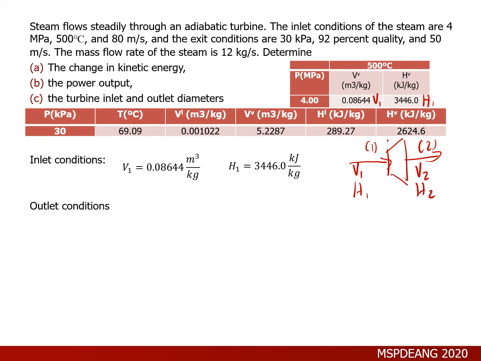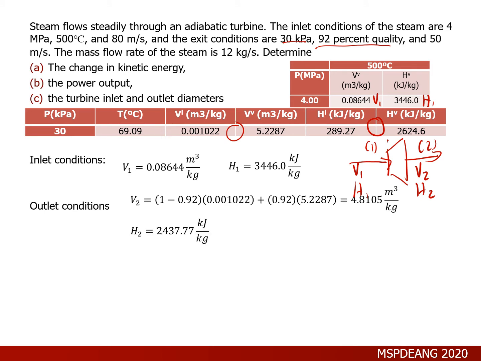Now for the outlet conditions, we are given that the turbine outlet is 30 kPa with 92% quality. Thus, if you have 92% quality at the turbine outlet, it means you have a mixture of saturated liquid and vapor. So the specific volume of the turbine outlet is between these two values, and the specific enthalpy of the turbine outlet is between these two values. So calculating, you will get the specific volume of the turbine outlet and the specific enthalpy of the turbine outlet as well.